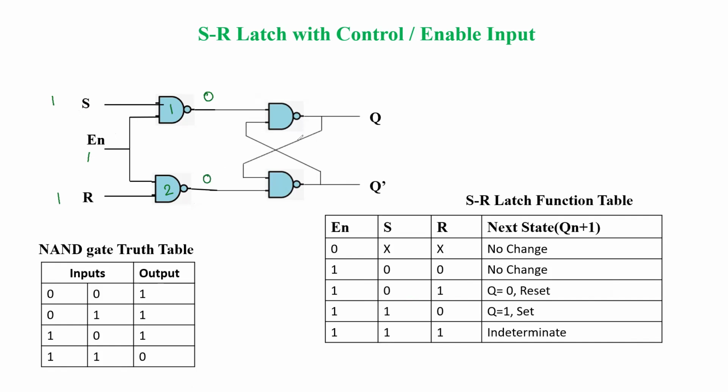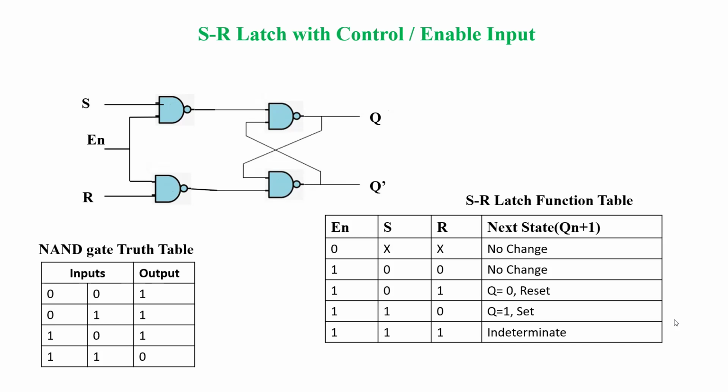Now NAND gate 3 and NAND gate 4 both have one input as 0, which means we are able to predict the output. So this is going to be 1, and this is 1. That should not be acceptable. This is called the indeterminate condition. It should be avoided, and we'll see later in the JK latch how we are able to avoid this indeterminate condition, and what changes we are going to notice.